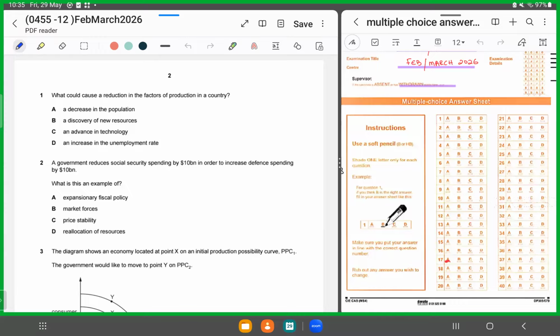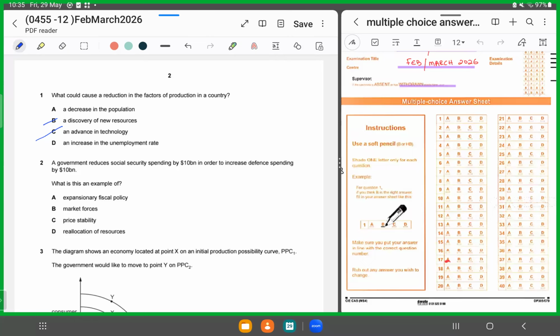Now we want a decrease in the factors of production. Notice options B and C are both going to lead towards an increase in the factors of production, so we can straight away chop B and C. But what about options A and D? D says an increase in the unemployment rate. If the unemployment rate increases, it points towards inefficiency.